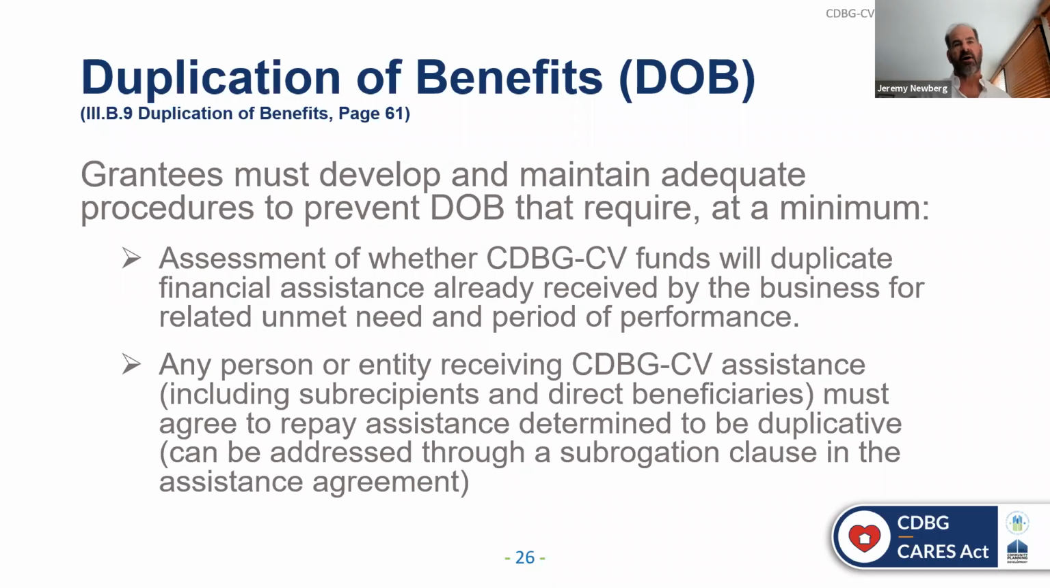And the subrogation clause in the grant agreement says, if at any time we find that there is a duplicating benefit, you as the subrecipient or direct beneficiary must pay back. You want to do the duplication of benefit analysis part and parcel with the underwriting. It's part of the grant award calculation. And so you got to avail yourself to understand what you're trying to do.